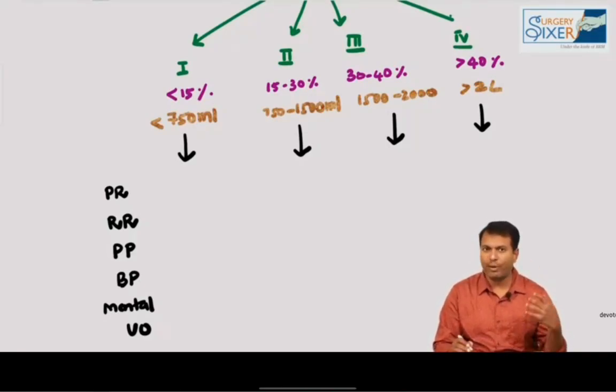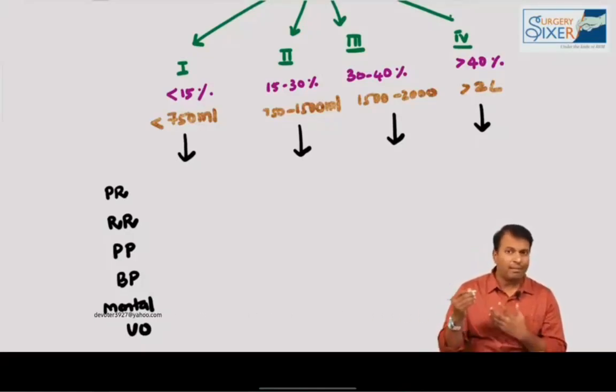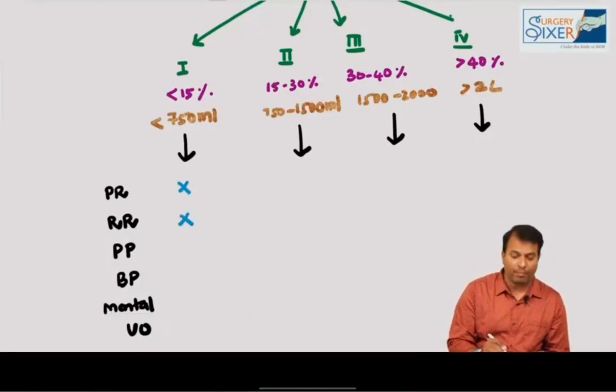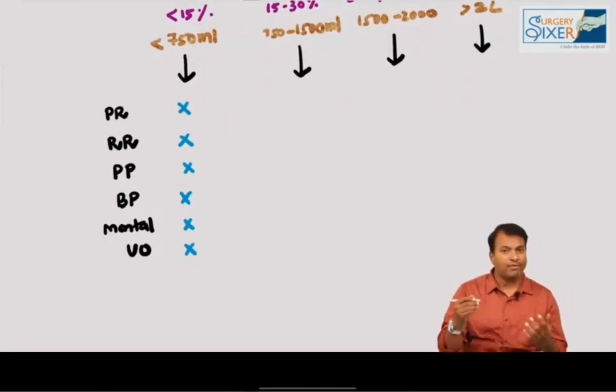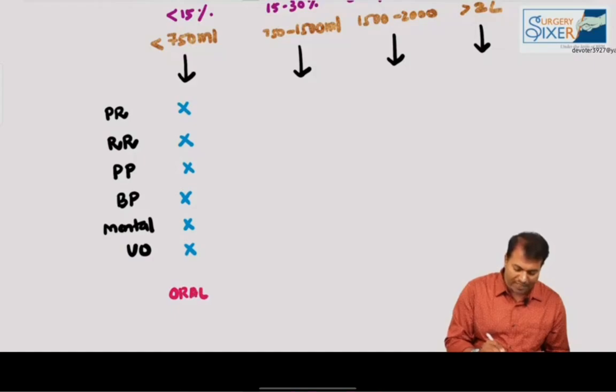Bailey says the amount of blood donated in a blood transfusion is 450 ml, but practically we do 350 ml in India. When you donate blood, your pulse rate will not be altered, your respiratory rate will not be altered, your pulse pressure will be normal, BP will be normal, your mental status will be normal, and urine output will be normal. Nothing will be affected because your body will compensate, and therefore you may not give anything for such patients. If at all, oral fluids are enough.